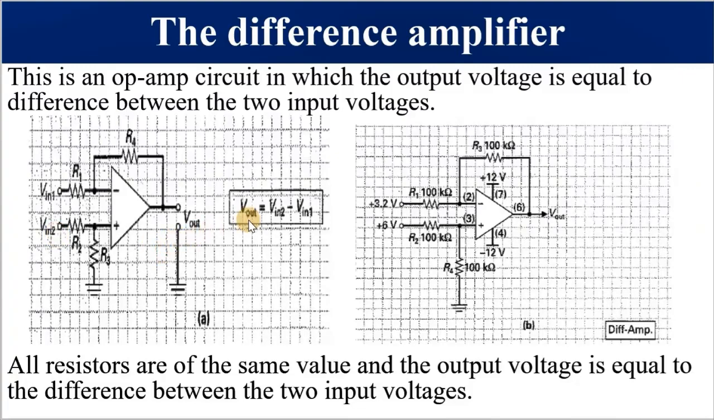So how do we calculate V out? Please take note that you subtract the voltage at the non-inverting input minus the voltage at the inverting input, V in 2 minus V in 1. You are given this example, so to get the output voltage, you subtract this voltage from this voltage according to this equation. And we are saying all resistors are of the same value, and the output voltage is equal to the difference between the two input voltages.